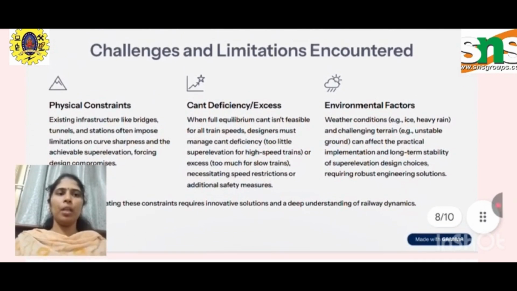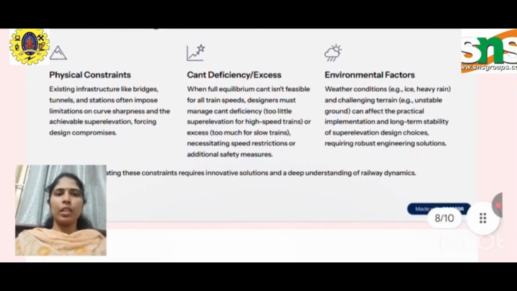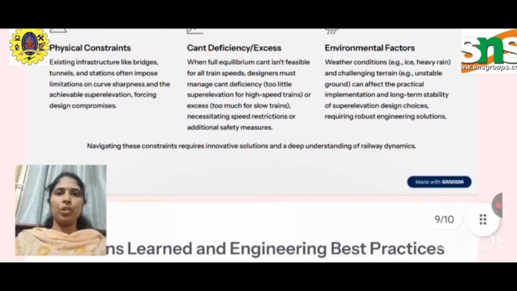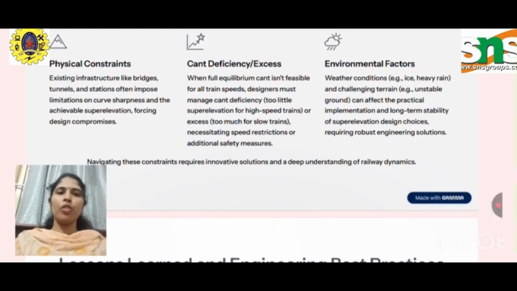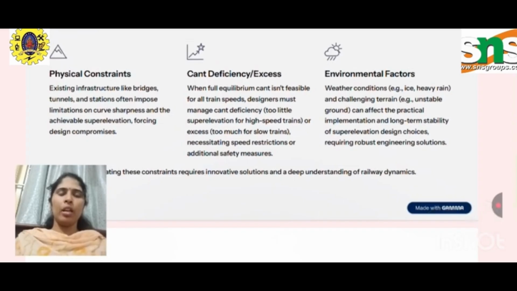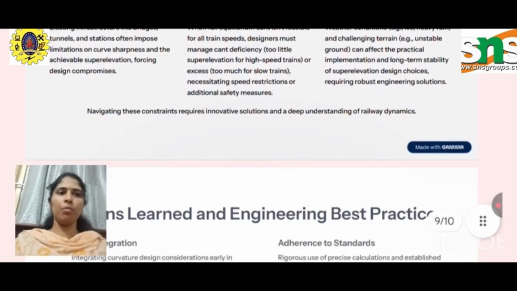Next is challenges and limitations encountered. Physical constraints: existing infrastructure like bridges, tunnels, and stations often impose limitations on curve sharpness and the achievable super elevation, forcing design compromises. Cant deficiency: when full equilibrium cant isn't feasible for all train speeds, designers must manage cant deficiency or excess, necessitating speed restrictions or additional safety measures. Next is environmental factors. Weather conditions and challenging terrain can affect the practical implementation and long-term sustainability.